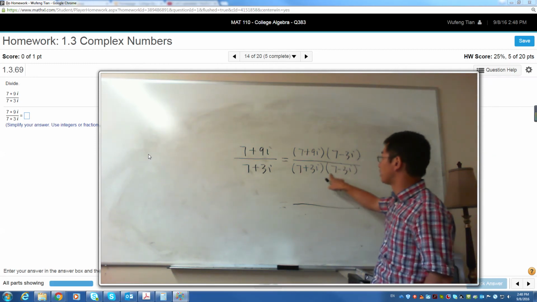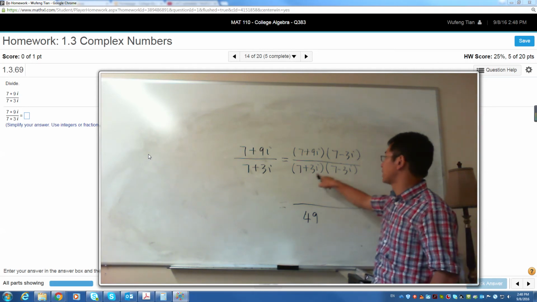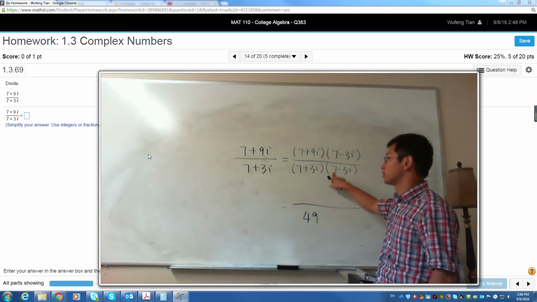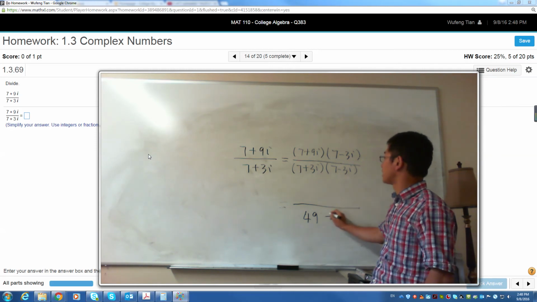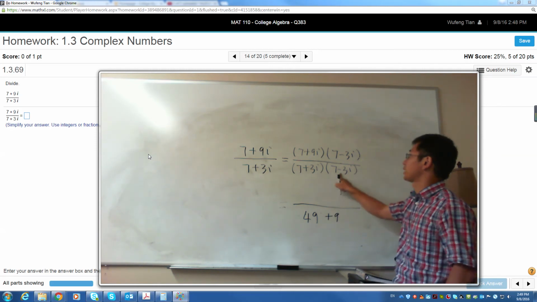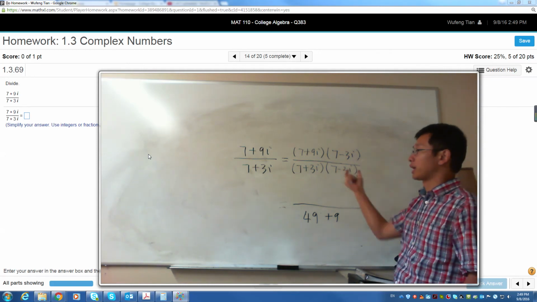So this one, FOIL it out, is 49. 7 times 3, negative 21i. 3 times 7, positive 21i, cancel it out. Plus, minus is minus. 3 times 3 is 9, so it's plus 9. Okay, even though this is negative, i squared is negative, so it gives you a positive. The middle two 21s cancel out.